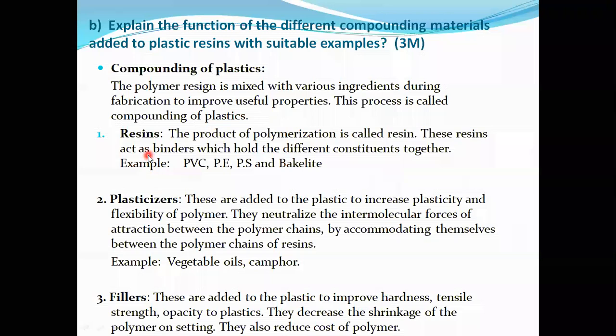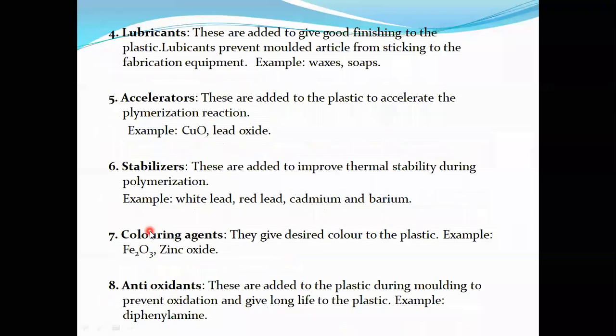Let's look at the additives once. The first additive is resin, number 2 is known to be plasticizer, number 3 is known to be filler, number 4 is known to be lubricant, number 5 is known to be accelerator, number 6 is known to be stabilizer, number 7 is known to be coloring agent, number 8 is known to be antioxidants. Then we are getting a plastic raw material containing high property.